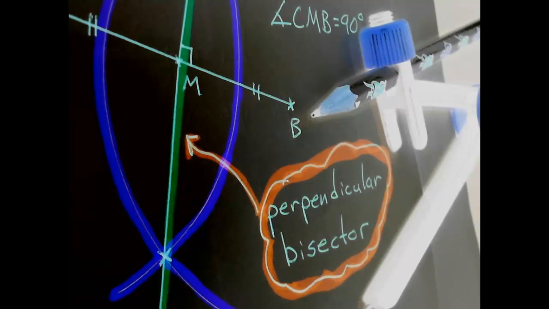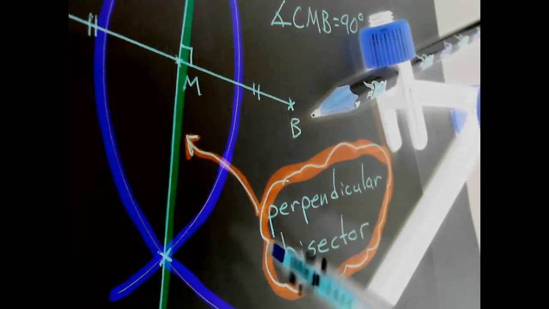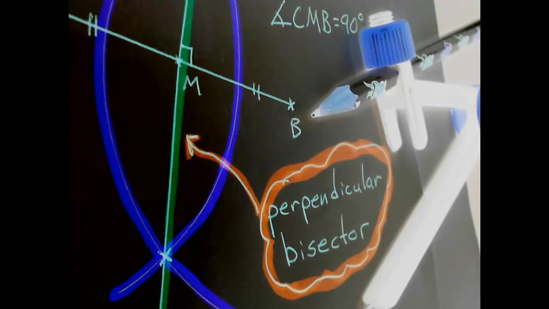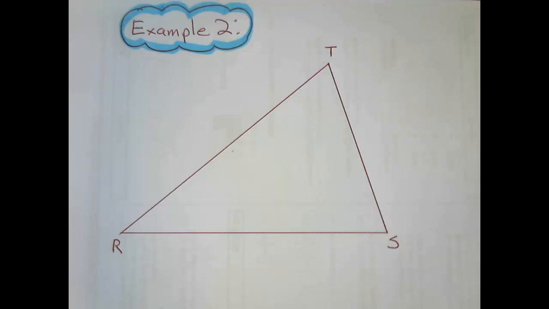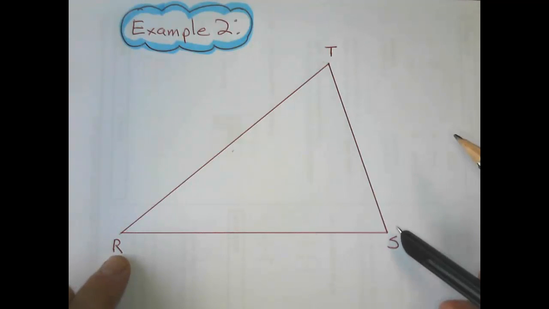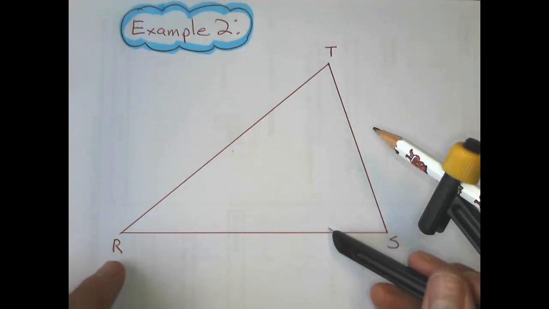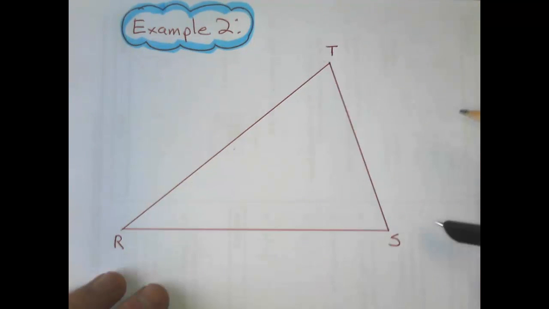Okay, now for example 2, what we're going to try to do is draw a big triangle, take up a whole page, and construct the perpendicular bisector of every side of that triangle. Make sure you make it big. Okay, here's my triangle, label the points, and now I'm going to construct the perpendicular bisector for each line and see what they look like. Now, move your page around if you need to.